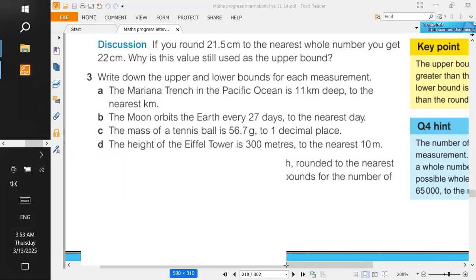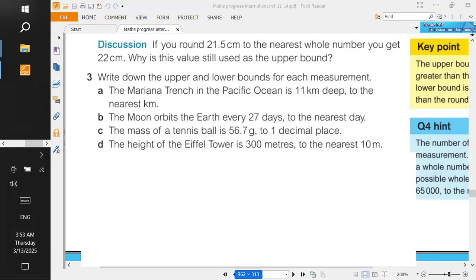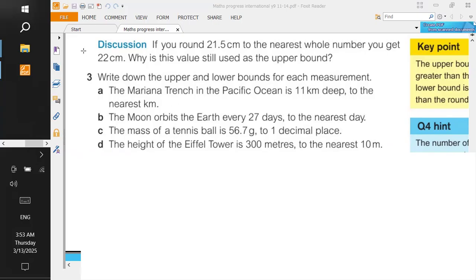Let me cover this here because these questions are very important. Now, I'm not going to do the steps. I'm just going to tell you how to find the absolute error. The next step is adding and subtracting from the original. You already know how to do it. Now, first question here. The mass of a tennis ball is 56.7 grams to one decimal place.